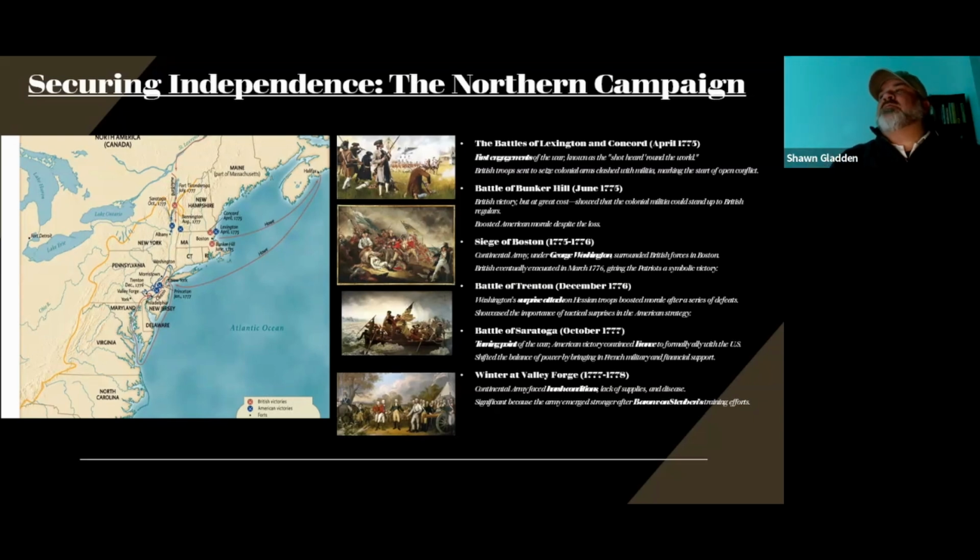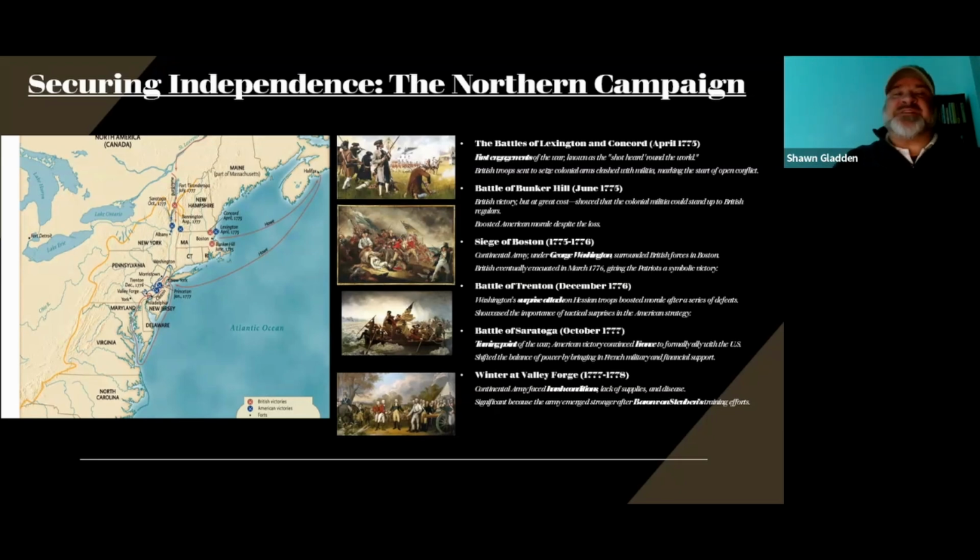The next battle is at the end of 1776. I think we're going to say the Battle of Saratoga is certainly the turning point of the American Revolution, but the Battle of Trenton really does save the Continental Army. After a series of defeats, Washington makes his daring attack on Hessian mercenaries who were stationed in Trenton, New Jersey. From a morale standpoint, I think you can definitely say this was a turning point.